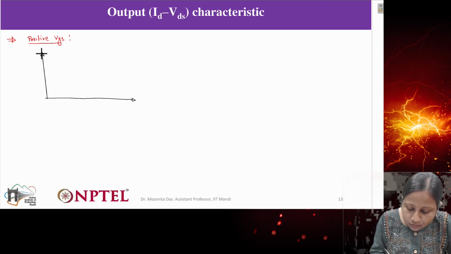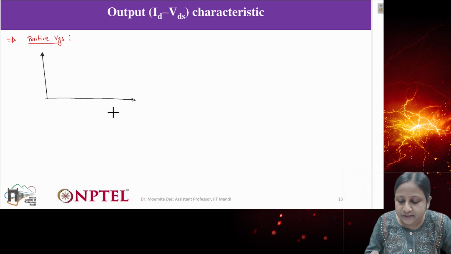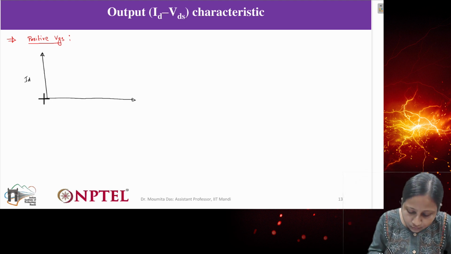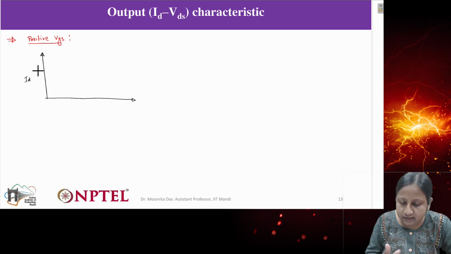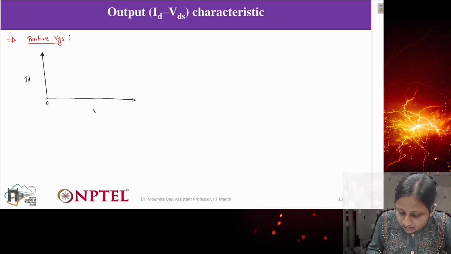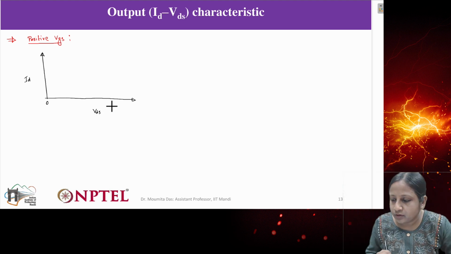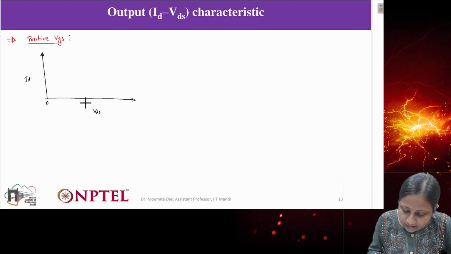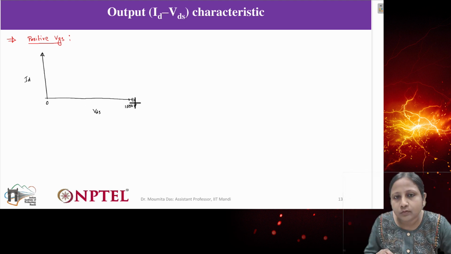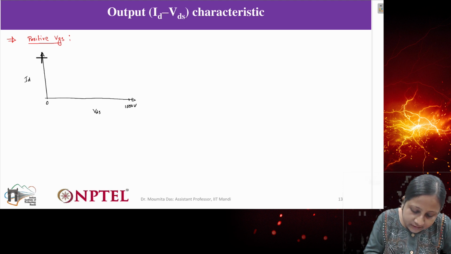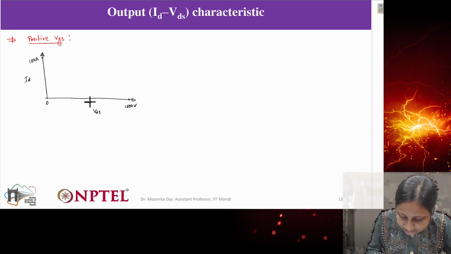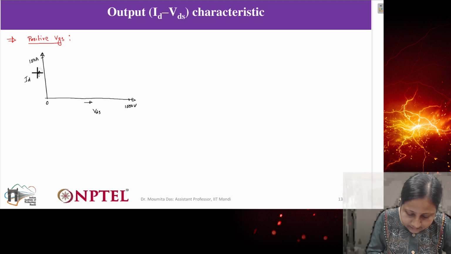As I told you, we are characterizing the device, basically we are measuring the drain current, which is increasing in the positive direction, with respect to different voltage levels VDS. VDS will increase from 0 to, let's say, a maximum of 1000 volts, and drain current will increase from, let's say, 0 to 100 amperes. So this is increasing like this, this is increasing like this.